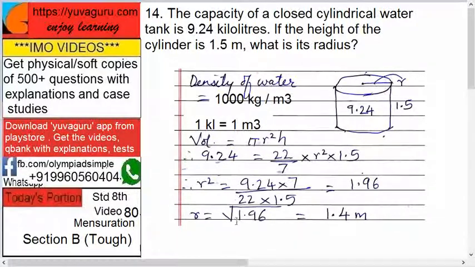Therefore r equals square root of 1.96. That is 1.4, since 14 square is 196. So adjust the decimal point. It is r equals 1.4 meters. So the radius of the cylinder is 1.4 meters. Try it yourself. These calculations are important. This is what you have to practice.